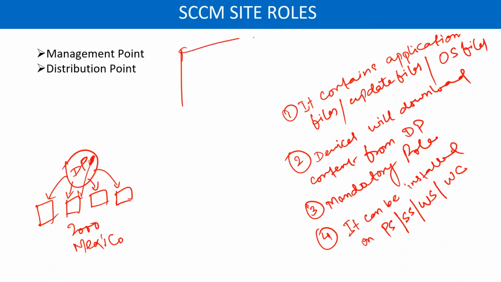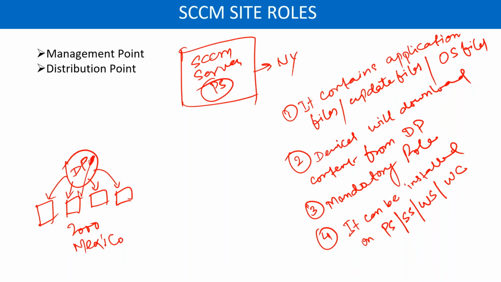So you will have an SCCM server. Let's say this is your primary site server, and that is located in New York. Understood? In New York, you have a primary site server.